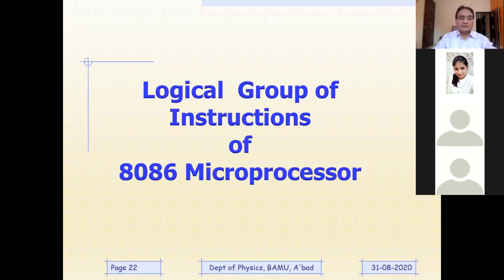The next group of instructions is going to be the logical group of instructions. The logical group of instructions is relatively easier, because I hope you are well acquainted with the fundamental logic gates. The logic gates are going to be very important, because unless you understand logic gates, you will not be able to understand the logical group of instructions.